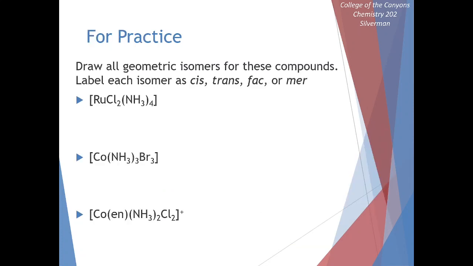All right, for practice here, can we pause? Can we draw all the geometric isomers for these compounds? Whether it's cis, trans, face, meridian, what might be possible? Our first example has octahedral geometries with 2 of one ligand, 4 of another. We can have both cis and trans versions of this. Our job, can we draw those?